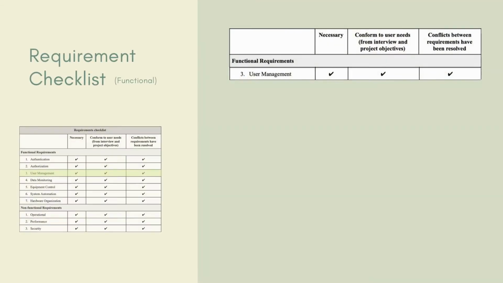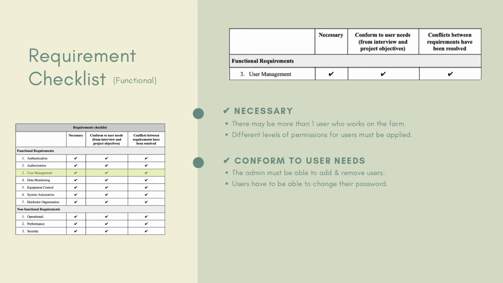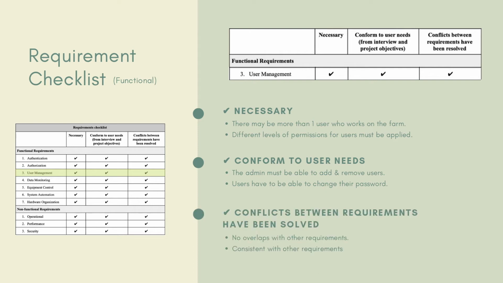For the functional requirement of user management, we use that the system shall allow the administrators to give supervisors' authorization level to selected users. It's necessary as there may be more than one user who works on the farm, so different levels of permission for the users must be applied. It conforms to the user's need because the admin must be able to add or remove users, and the users have to be able to change their password. The conflicts between requirements have also been resolved, as there's no overlap with other requirements and we have consistency with other requirements as well.